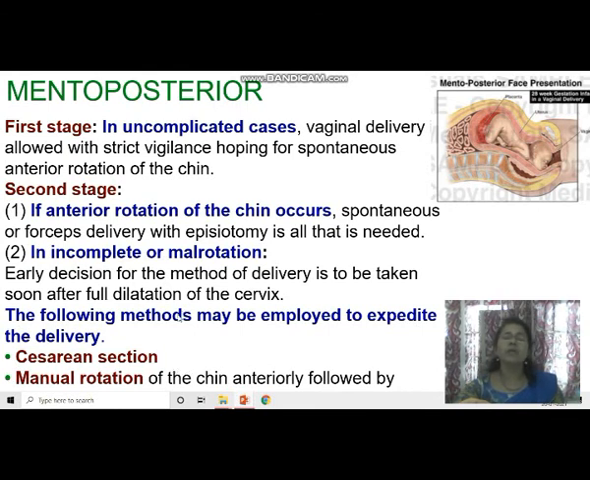So this is about the mento or face presentation. I think all of you have clearly understood, and the mechanism will be shown in the video. Thank you once again.